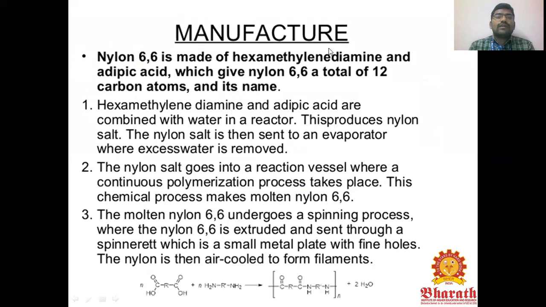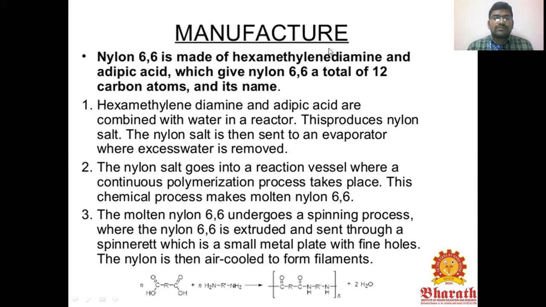Next, the manufacture of nylon 6,6. Nylon 6,6 is made of hexamethylene diamine and adipic acid, which give nylon 6,6 a total of 12 carbon atoms in its chain. The hexamethylene diamine and adipic acid are combined with water in a reactor. This produces nylon salt. The nylon salt is sent to the evaporator, where the excess water is removed. The nylon salt goes into the reaction vessel, where the continuous polymerization process takes place, and this chemical process makes molten nylon 6,6.